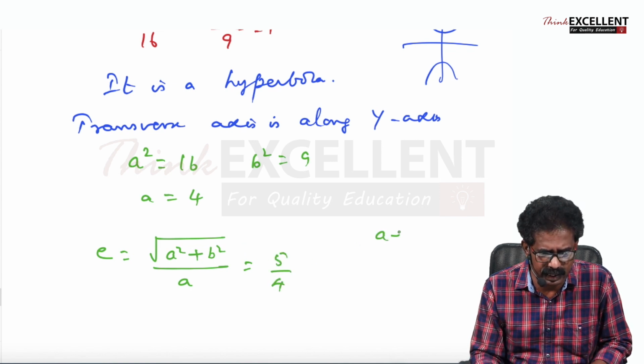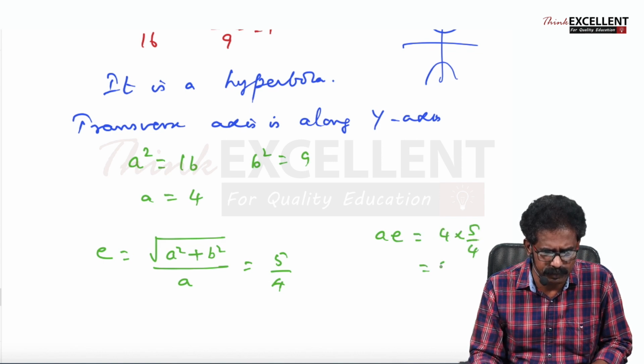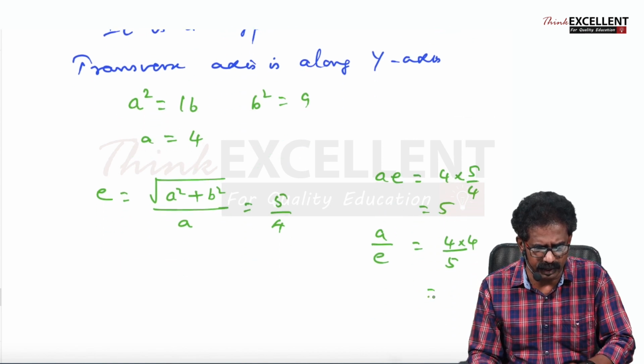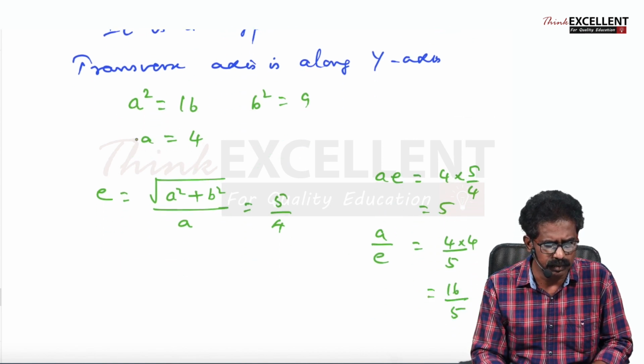Now we find ae, 4 into 5 by 4, it is 5. a by e, 4 by 5 by 4, that 4 goes up. So 16 by 5, right? Okay, now we can find one by one.